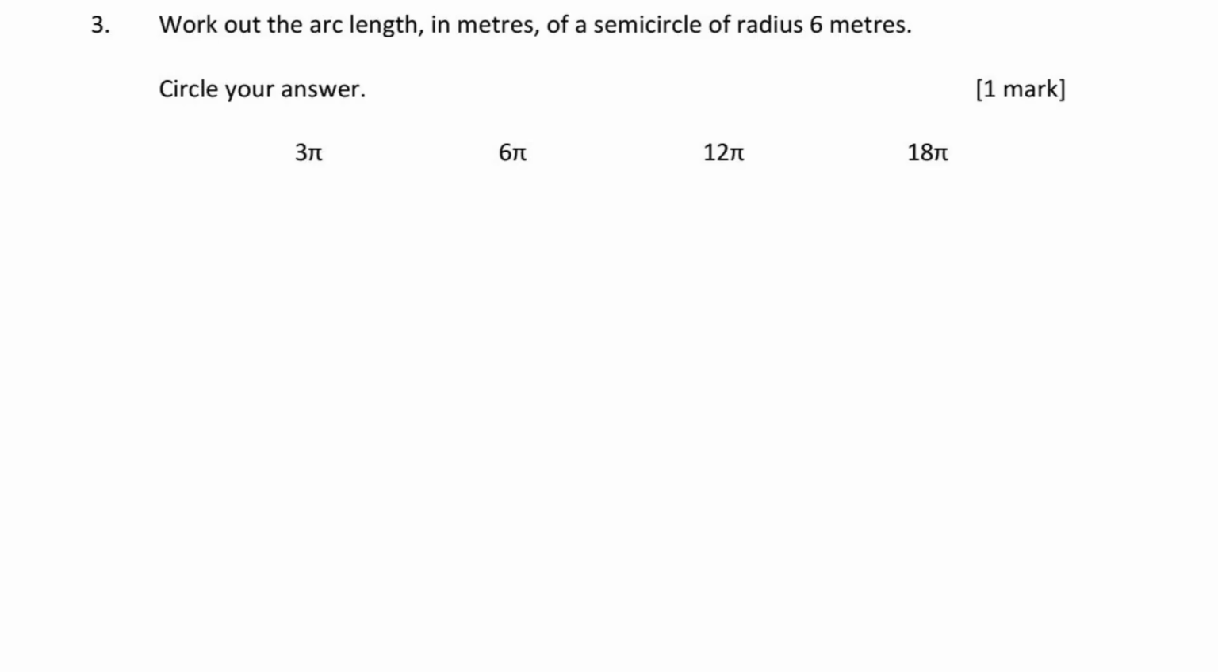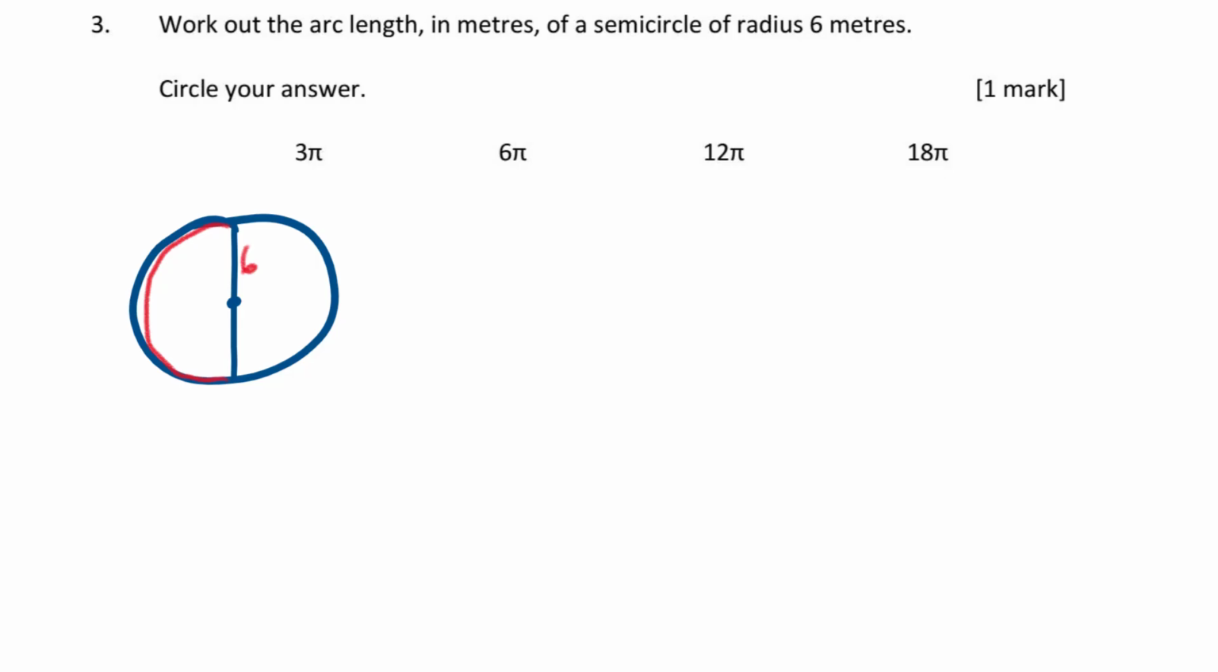Question 3. Work out the arc length in centimeters of a semicircle of radius 6 centimeters. Circle your answer. Okay, so if I've got a circle and I cut it in half, then I've got 2 semicircles, haven't I? Now this circle has got a radius of 6, so its arc length, this length here, is half of the circumference of this circle.